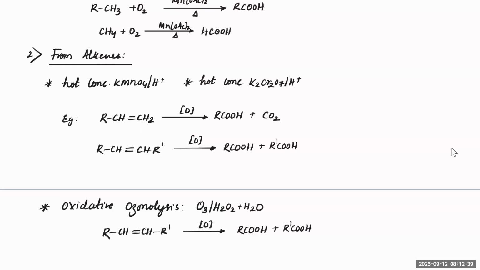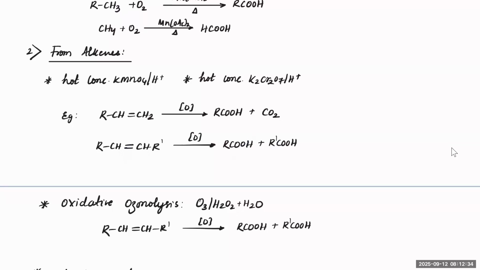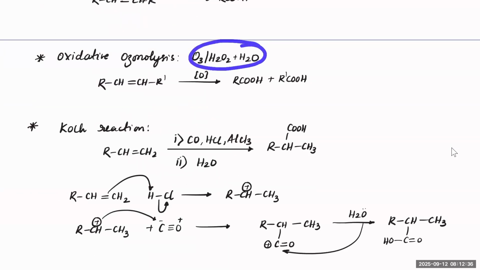Next comes alkenes. On oxidation, the bond breaking between carbon and carbon occurs. It is usually done with concentrated KMnO4 or concentrated K2Cr2O7. On breaking the double bond, you can get acids on either side. The same can be done with ozonolysis also, but it has to be oxidative ozonolysis. It means we need to use some peroxide along with ozone so that the double bond breaks and converts into an acid form.